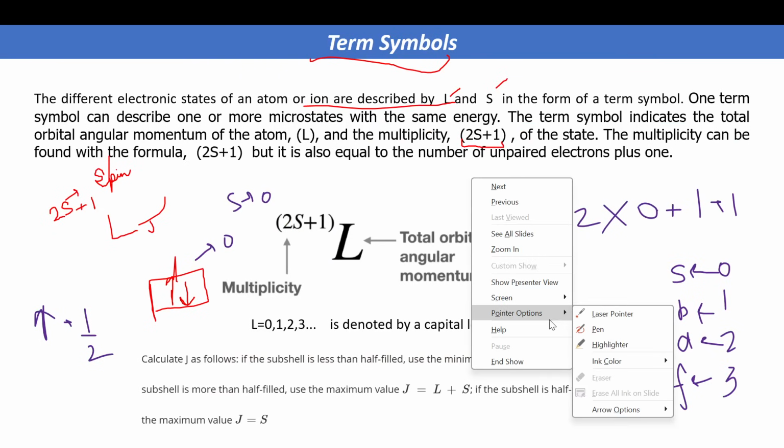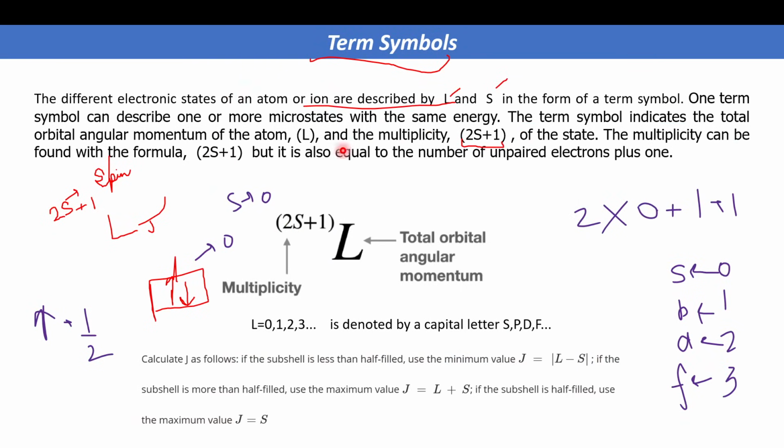For the term symbol, just remember it is given by 2S plus 1, L, and J as a subscript. What is S? S is your spin. 2S plus 1 is your spin multiplicity. L is your total orbital angular momentum. And how can we calculate J? L minus S if less than half filled, L plus S if more than half filled, and J will be equal to S when the subshell is exactly half filled, like 5 in case of d orbital, 7 in case of f orbital. And how do you know L? For S, it's 0. For P, it's 1. D, 2. F, it will be 3.